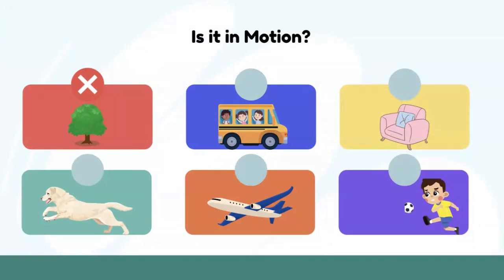In motion? Yes, correct. Okay. What about this chair? Not motion? Yes, it's not motion. Okay. What about this running dog? It's motion.